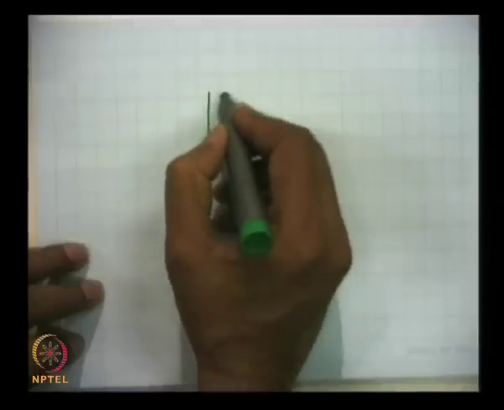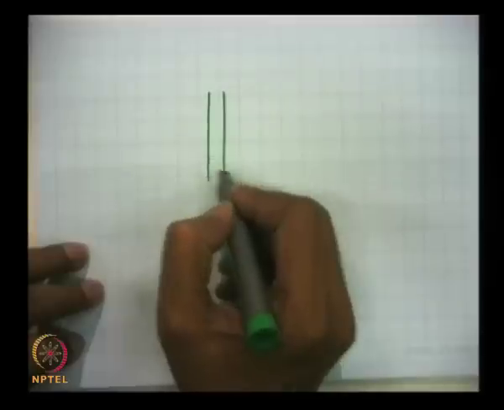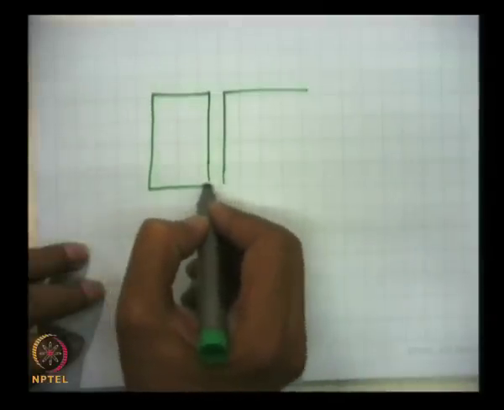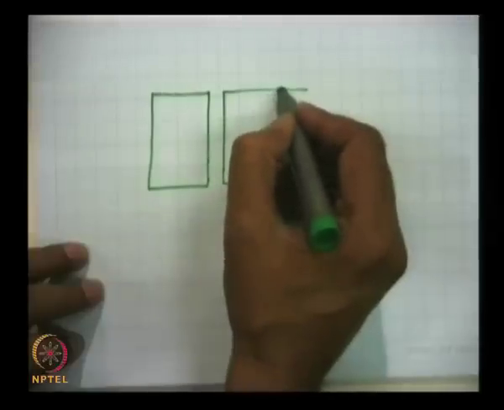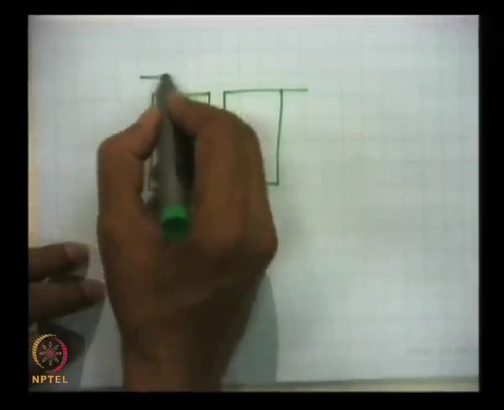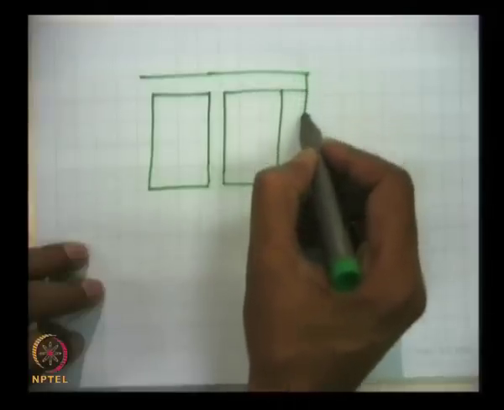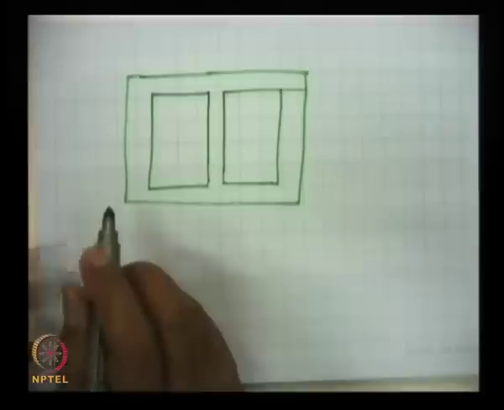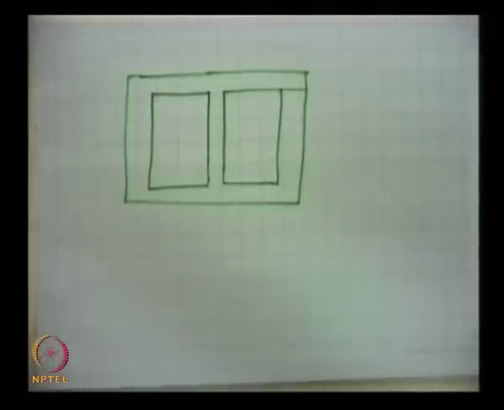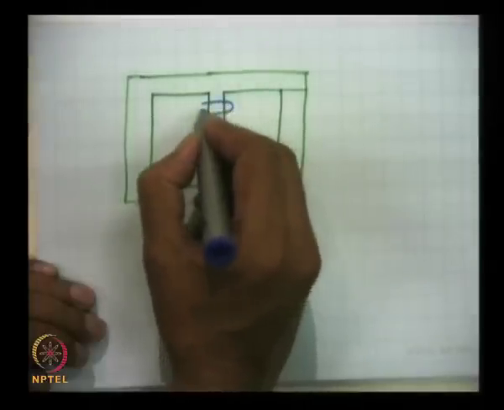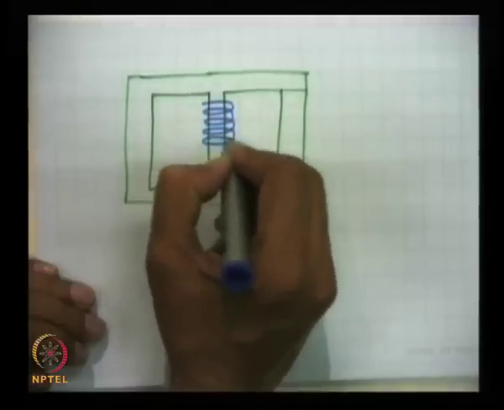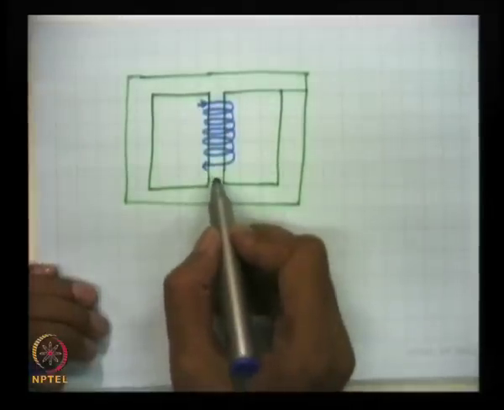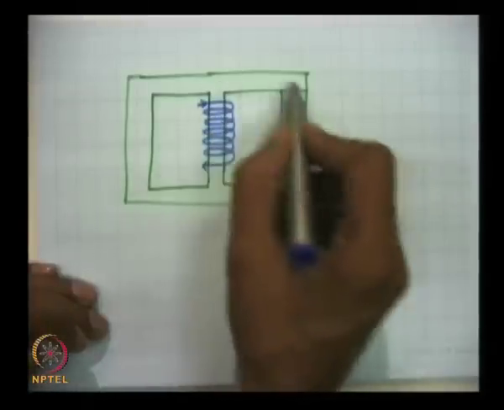Suppose I choose an iron frame like this. And this is the outer side of the frame. Then I have a primary winding on this like this, and pass an AC current in this coil. This will produce a magnetic flux that will be linked with the entire frame.